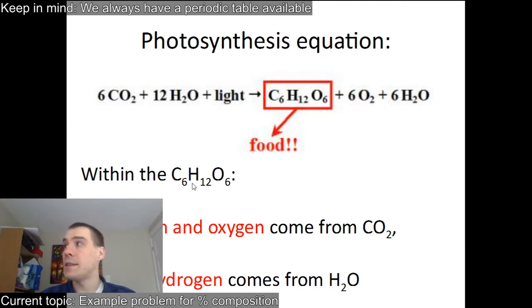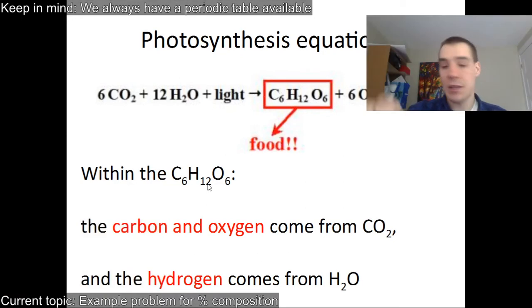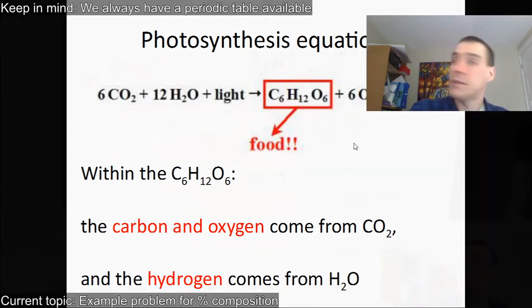Within the C6H12O6, which is the glucose, the carbon and the oxygen are coming from the CO2 that comes in. So the carbon and oxygen come from the CO2, and the hydrogen comes from H2O. So if we work out what percent of the glucose, what percent of the tree's mass is carbon and oxygen versus what percentage of it is hydrogen, we could work out how much of the tree comes from the air and how much of the tree comes from the water. So let's try that out. Let's actually do that.